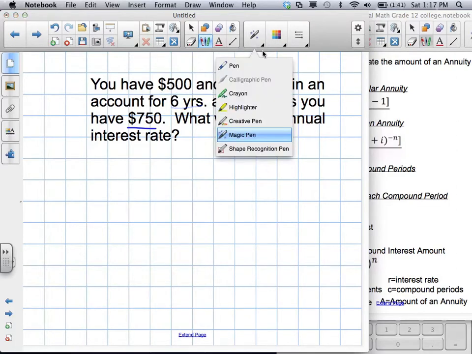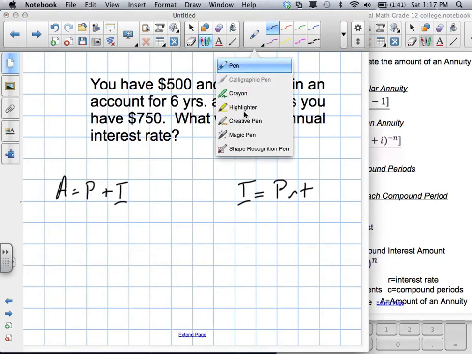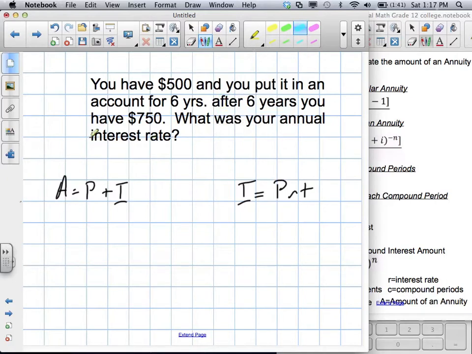There's a couple ways we can solve this. Remember, we have two formulas, our A equals P plus I. And we also have our I is equal to PRT. Now, they're asking us for an annual interest rate. Which variable are they looking for? R. They're looking for R in this question. Do I have an R in the other equation? No. So, we might want to use this one. Okay, just depending on what we do have.